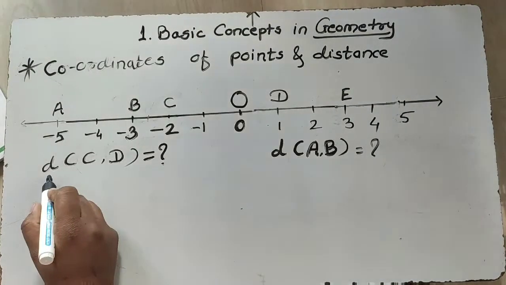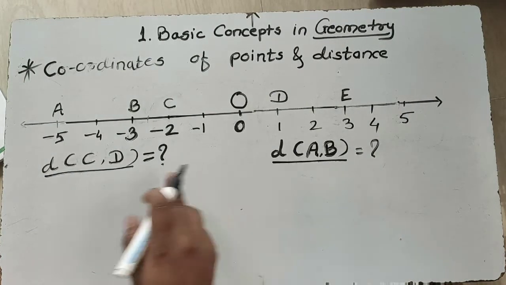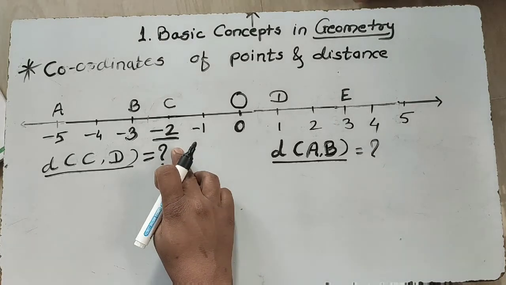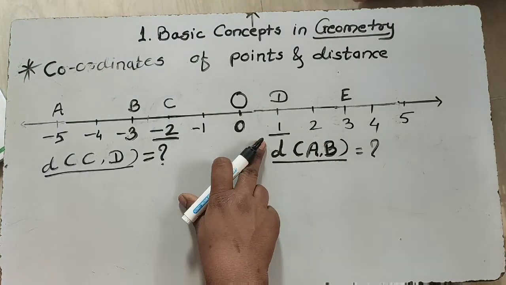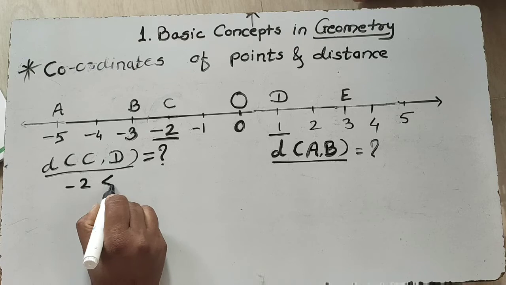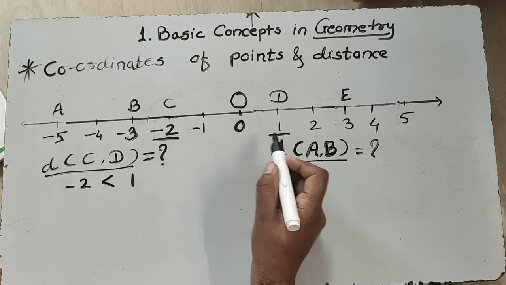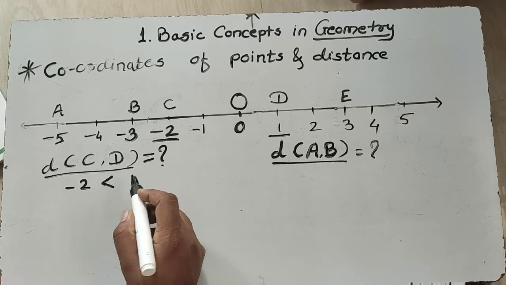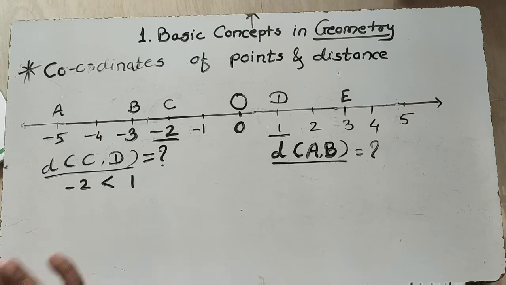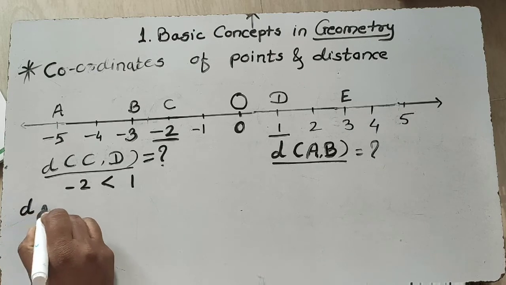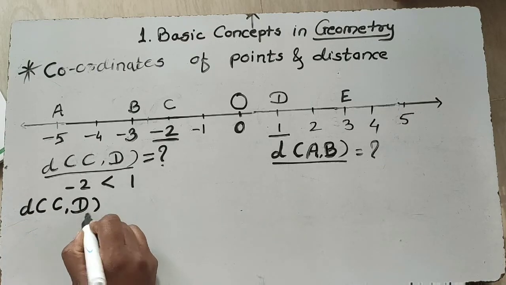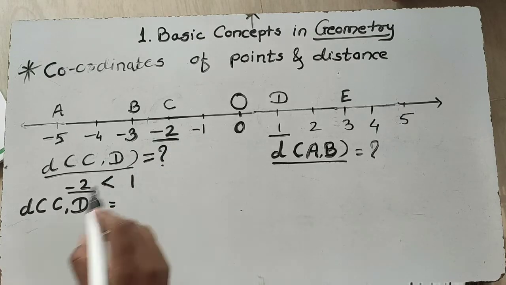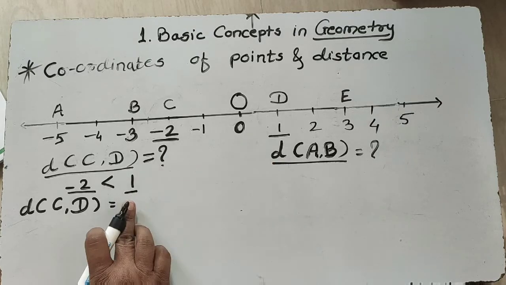Now we will find the distance of points C and D and the distance of points A and B. If you see C and D, here the coordinate of point C is negative 2, and for D it is 1. So minus 2 is smaller than 1. As I told you, if you want to find the distance between 2 points, we have to subtract the smaller number from the bigger number. So to find the distance of C, D, first of all, the coordinate of point C is minus 2, and the coordinate of point D is 1. 1 is greater than minus 2.